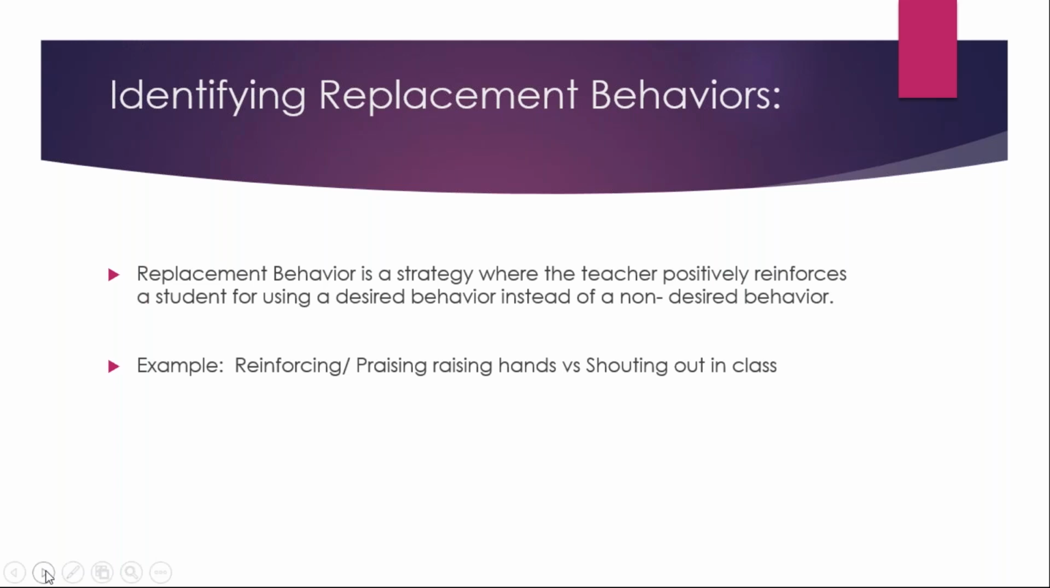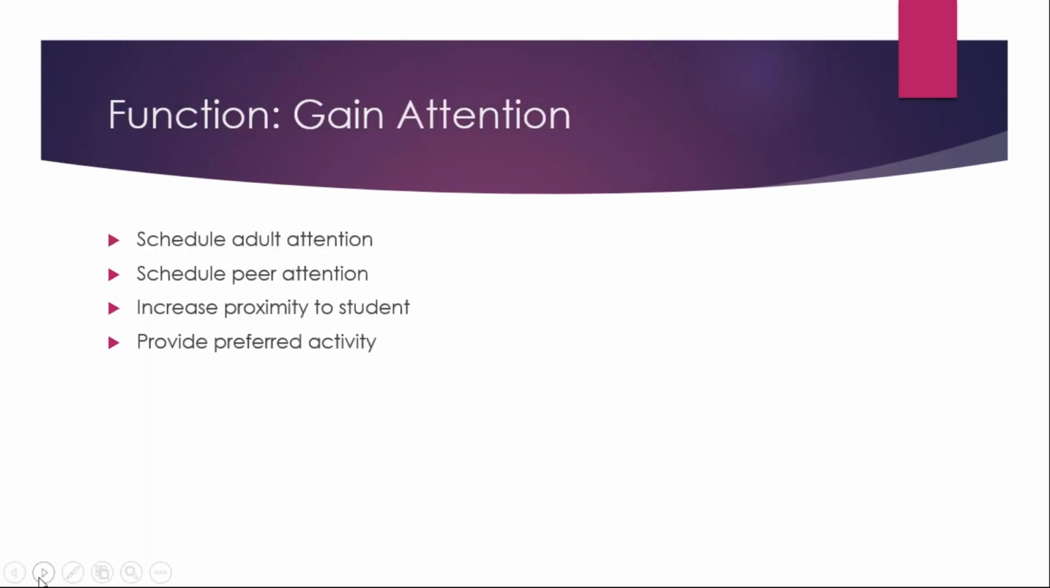It's still something that equally meets the need for that child, but one is more appropriate than the other one. So in order to take away shouting out in the classroom, we have to teach that replacement behavior of raising their hand so that child can still get his or her needs met. Alrighty, so that's replacement behavior.